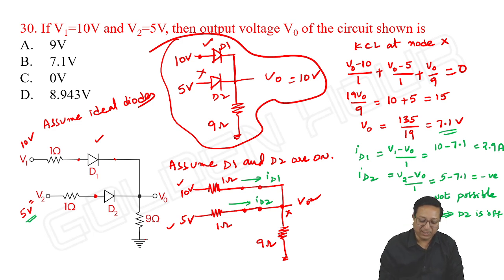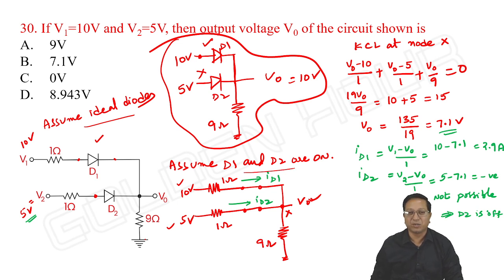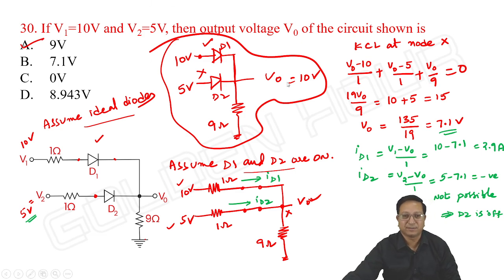It's all we have got due to the assumption that both the diodes are conducting. Anyway, it is mentioned ideal diodes. As we assumed that both D1 and D2 are on, we got this kind of results. But from this result, if you see ID2, definitely it is negative, which is not possible. Okay, only D1 conducts and D2 does not conduct. This is how we do the problem. So what is the answer? Option A is correct. Okay, this is the idea here.